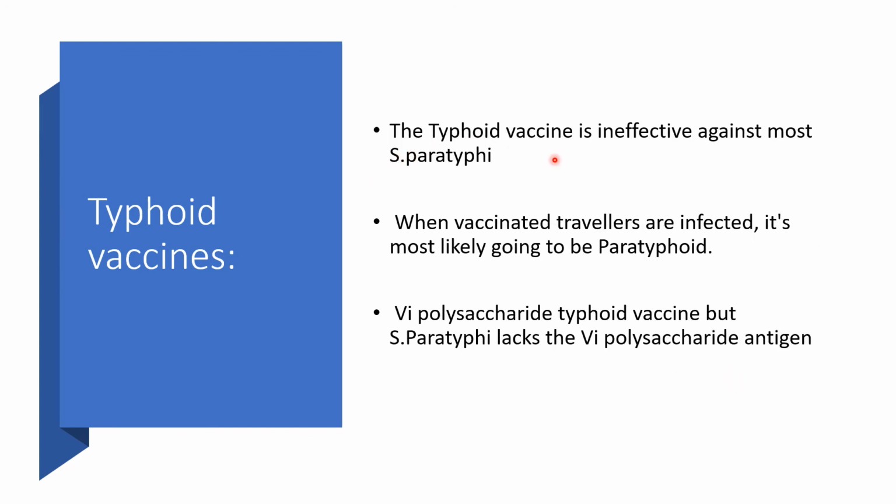The typhoid vaccine is ineffective against most Salmonella paratyphi. When vaccinated travelers are infected, it is most likely going to be paratyphoid. Okay? The vaccine is a Vi polysaccharide typhoid vaccine, but Salmonella paratyphi lacks the Vi polysaccharide antigen.